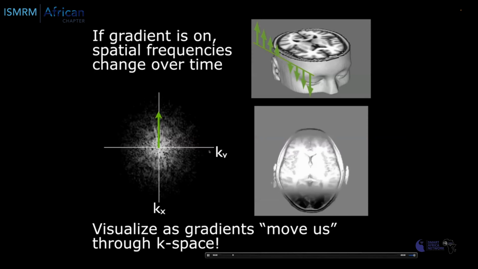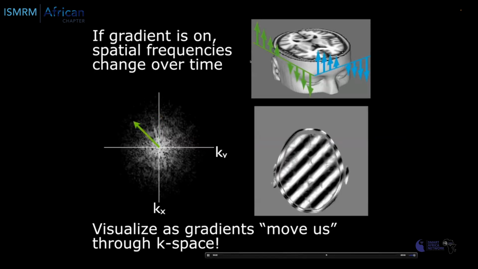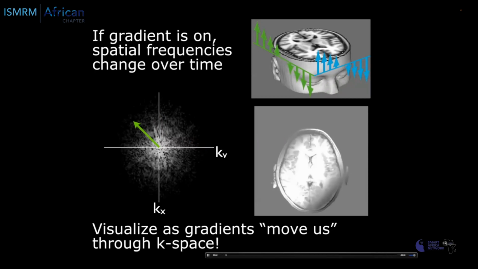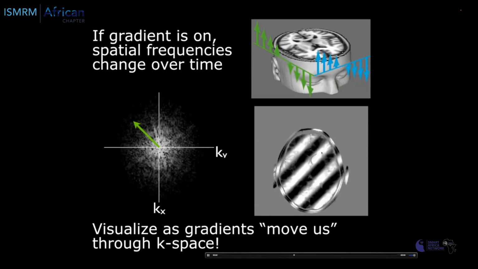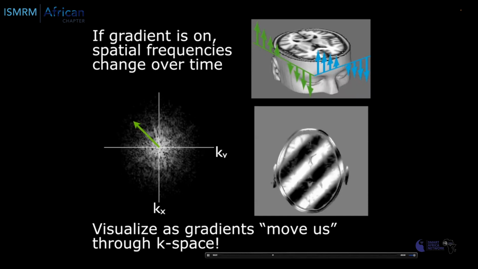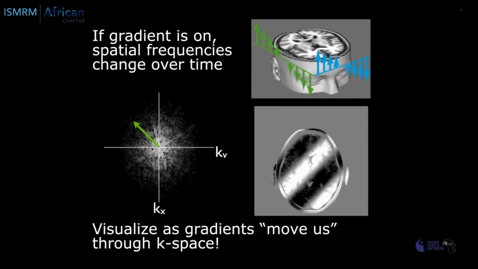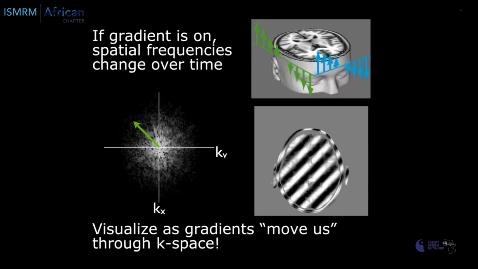We call this a trajectory now. And if we turn on multiple gradients, like the X and Y gradient at the same time, we move diagonally through K-space, right? And you can see the spatial pattern here is diagonal. And again, we traverse this diagonal line and then we sample as we go, right? As the spatial frequencies evolve.